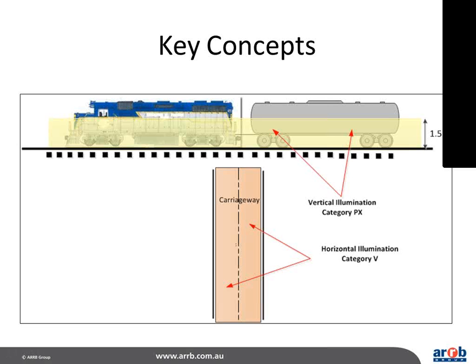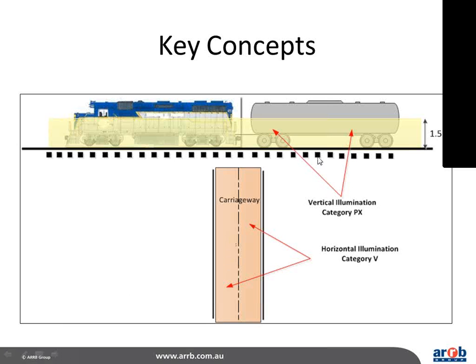I'll mention where category PX and category V come from in the next slide. And how is category PX vertical illumination applied at railway crossings? If you look at railway crossings, it is similar to a pedestrian crossing, where it runs perpendicular to the road. And when a train goes across a crossing, you want the driver in a car approaching to be able to see the sides of a train.